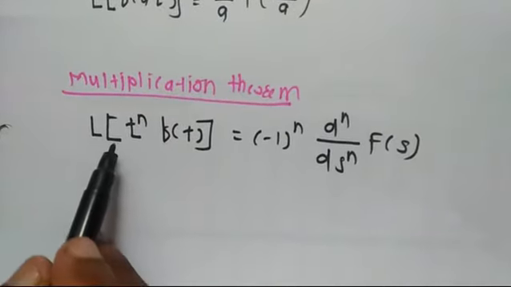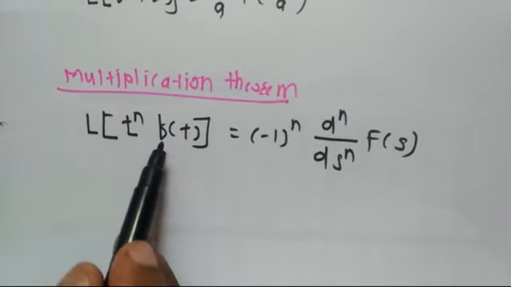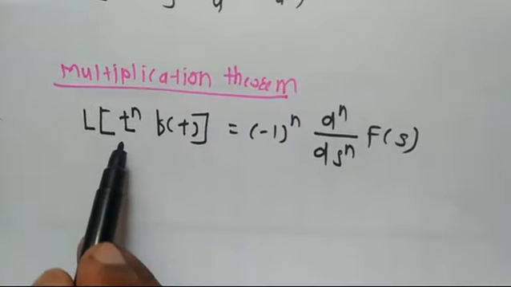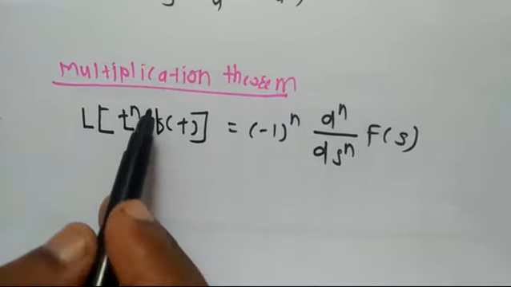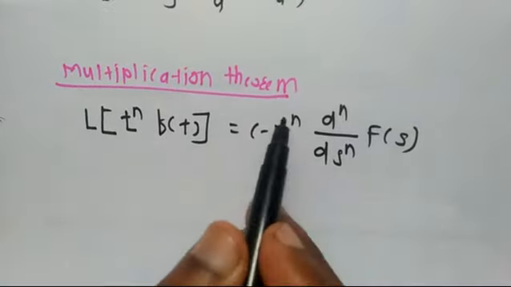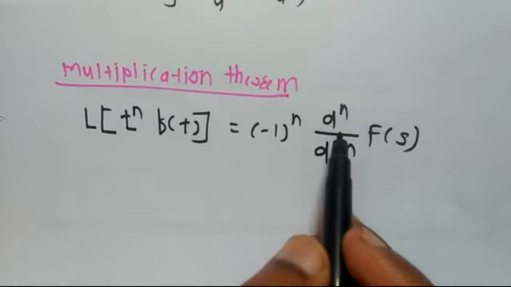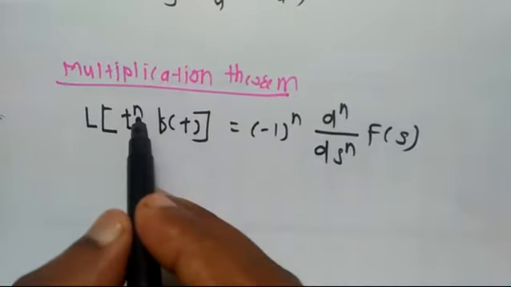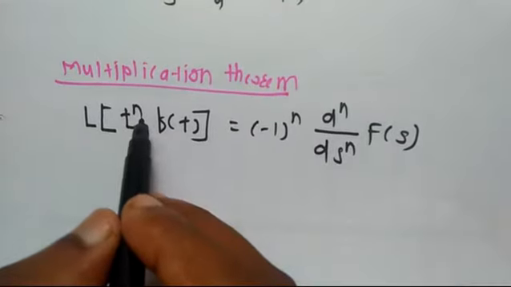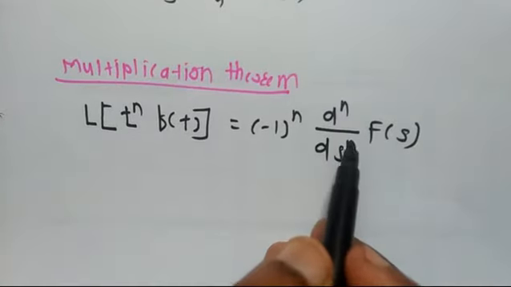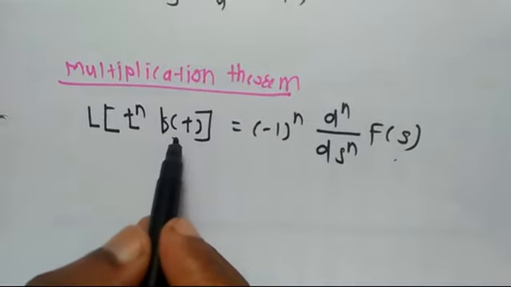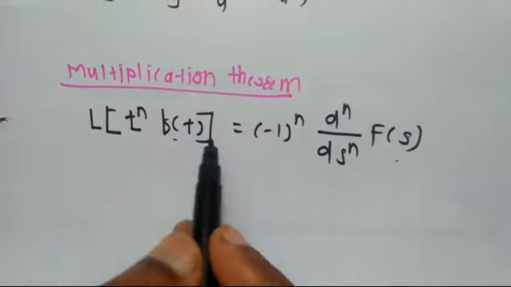So see here, this theorem is useful when any function of t is multiplied by a power of t. Then its solution is minus 1 to the power n, where n is the power of t. If the power is 2, take the derivative 2 times; d by ds means derivative. If the power is n, take the derivative n times, into F of s. How will we get F of s? By taking the Laplace transform of small f of t, then we will get F of s.